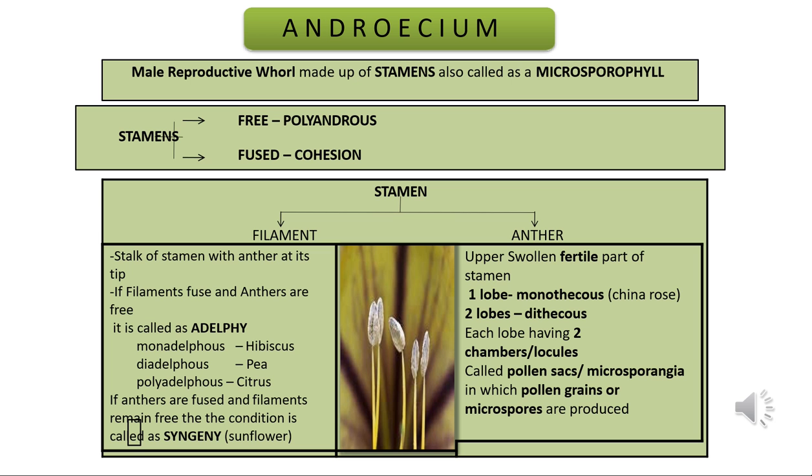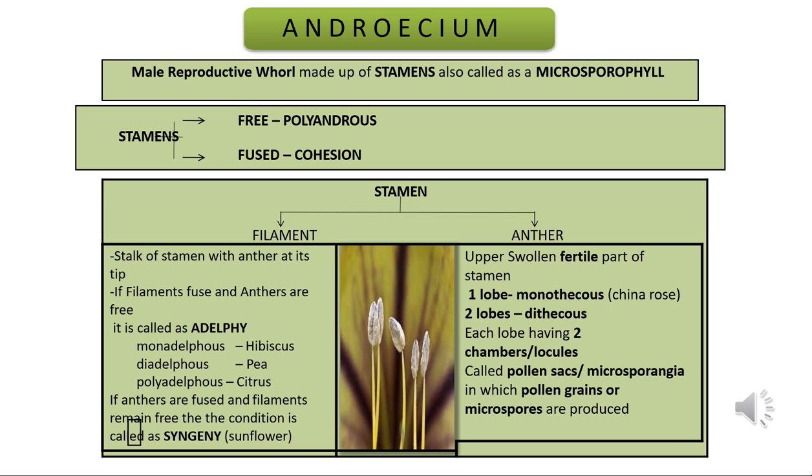The stamens in a flower may either remain free. If the stamens are free, the condition is called polyandrous, and they may also be united in varying degrees. The stamens may be united into one bunch, that is called monoadelphous. In the next slide you can see the diagram of monoadelphous, as in China rose. All the stamens are fused together.